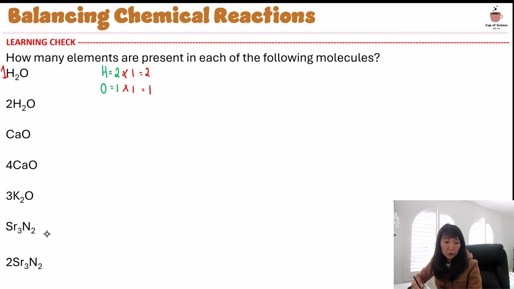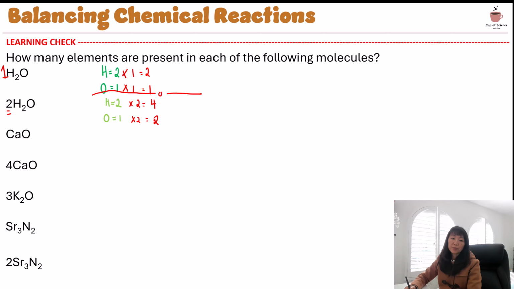Let's try for 2 H2O. So the coefficient here is 2. So first I'm going to write all the subscripts. And so I have 2 H's and 1 oxygen. And then you're going to multiply by the coefficient, which is 2 for both. So you get 4 hydrogen and 2 oxygen. So you try calcium oxide and 4 calcium oxide, and come back and check the key.